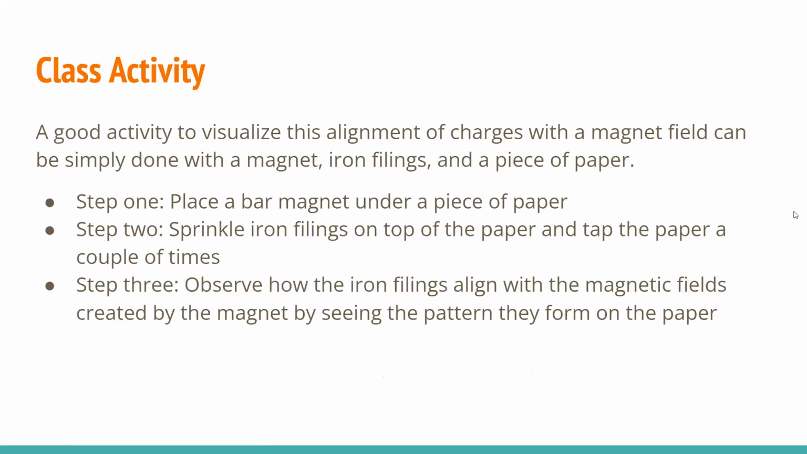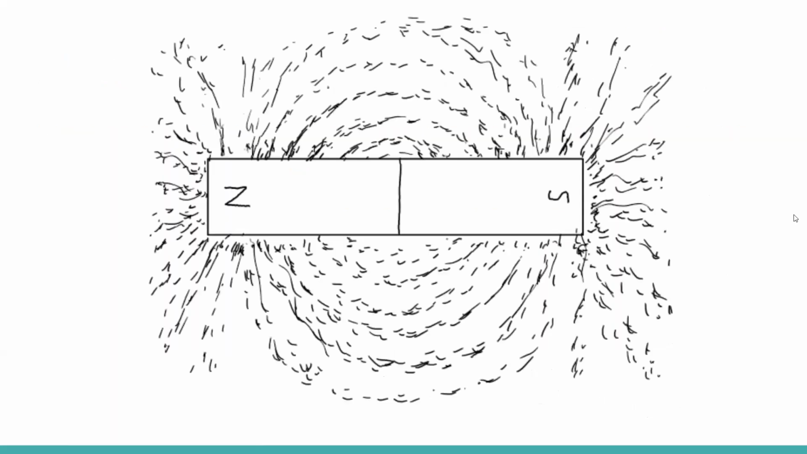A possible class activity to help visualize the alignment of charges with a magnetic field can be done simply with a magnet, iron filings, and a piece of paper. The first step would be to place a bar magnet under a piece of paper. Step two would be to sprinkle iron filings on top of the paper and tap the paper a couple of times. And step three is to observe how the iron filings align with the magnetic field created by the magnet, seeing the pattern that they form on the paper. You can see how this would look. It would be a good model for viewing how particles can align with the magnetic field.